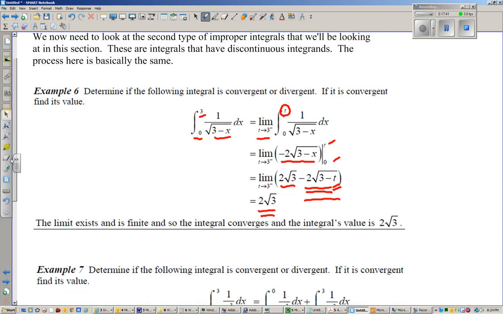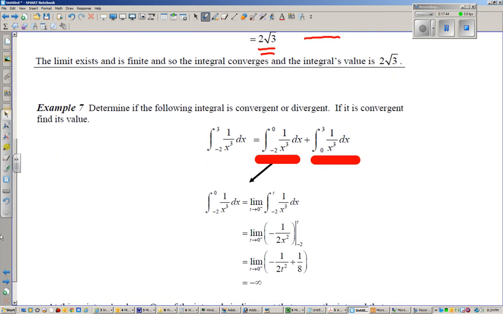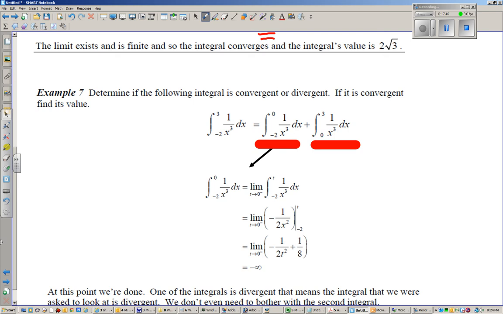Another example. Here's one where there's not an issue at the lower limit. You can cube a negative 2. There's not a problem at the upper limit either. You can put in 3 and cube it. 1 over 27 is not a problem. But this one's very sneaky. Between those two values, negative 2 and 3, lies the number 0, where there's a problem.